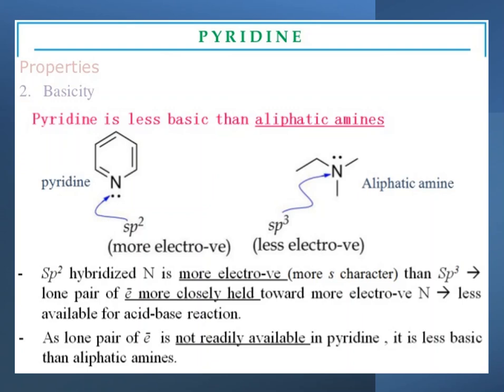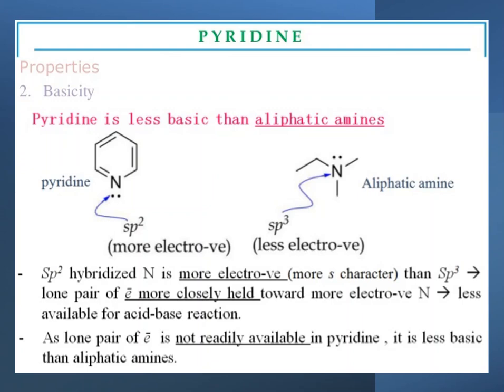Because in sp2 hybridization, the S character increases. So what happens? As the S character increases, the electronegativity increases. In sp2 hybridized N, there is more S character than in sp3 hybridized N, so the lone pair of electrons is closely held towards the nucleus, because as the S character increases, the electronegativity increases.